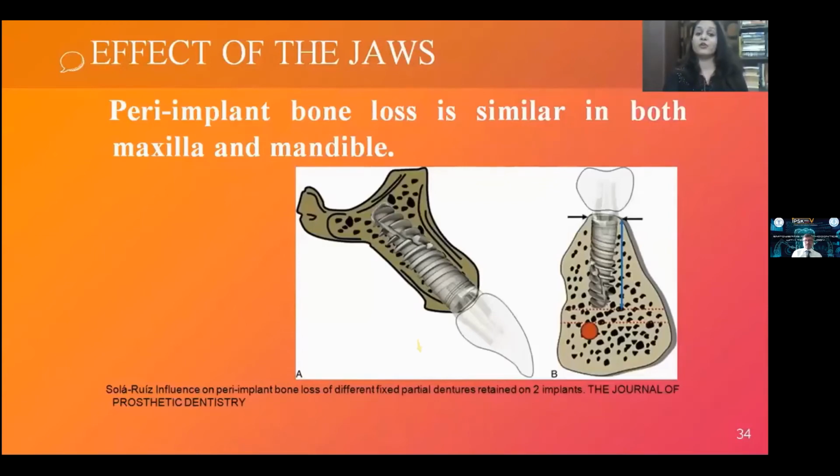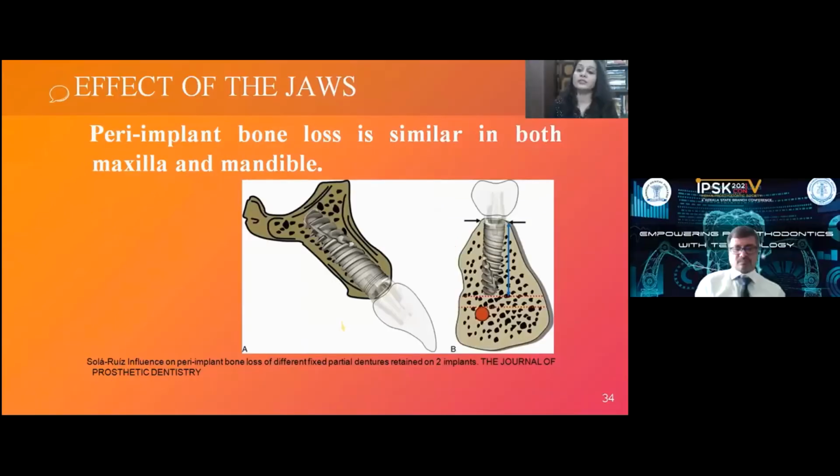And the study won't be complete without analyzing the effect of the jaws on peri-implant bone loss. And this article published in the Journal of Prosthetic Dentistry described that peri-implant bone loss is similar in both maxilla and mandible.